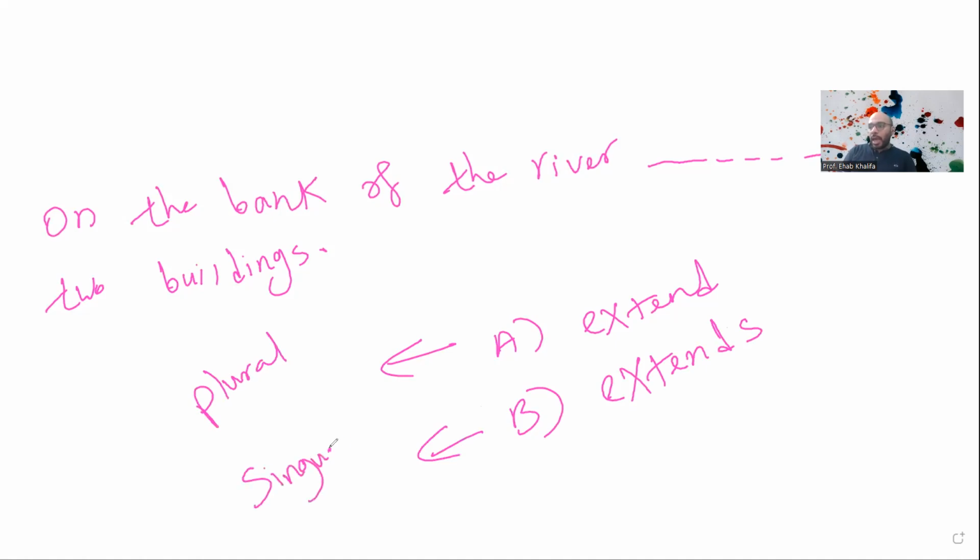So how can we answer this question? First, the most important step is to figure out the subject, to choose the suitable verb. If the subject is singular, go for a singular verb. If the subject is plural, go for a plural verb. Send the answer in the chat box. On the bank of the river, blank 2 buildings.